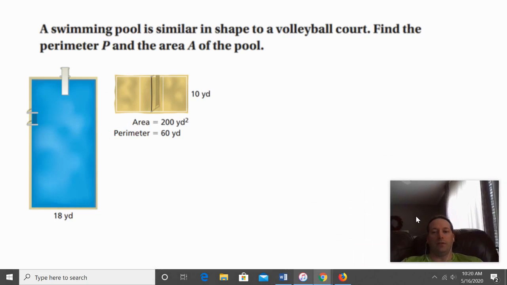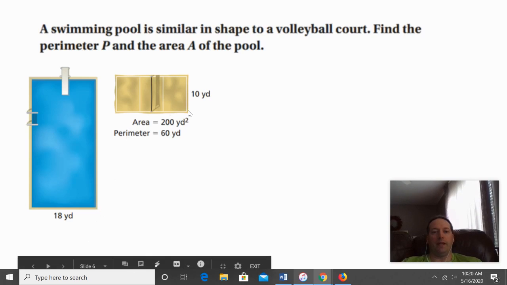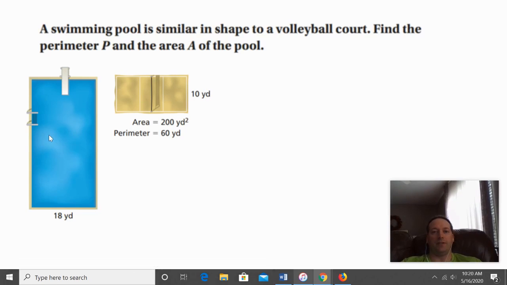So let's do a little situation. We have a pool and we have a volleyball court. They are similar because they tell us that. We need to find the perimeter and the area of the pool. Well, we know one side of the pool. We know the area and the perimeter of the actual volleyball court. So we're going to use that to help us out.